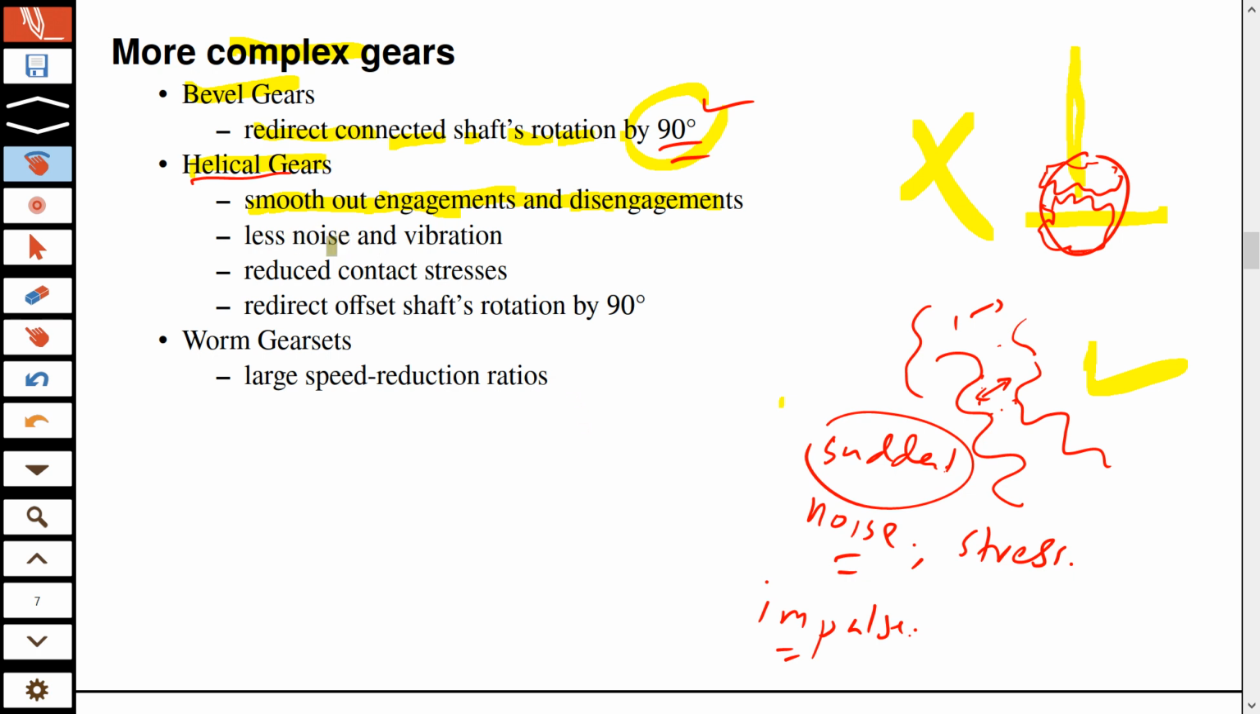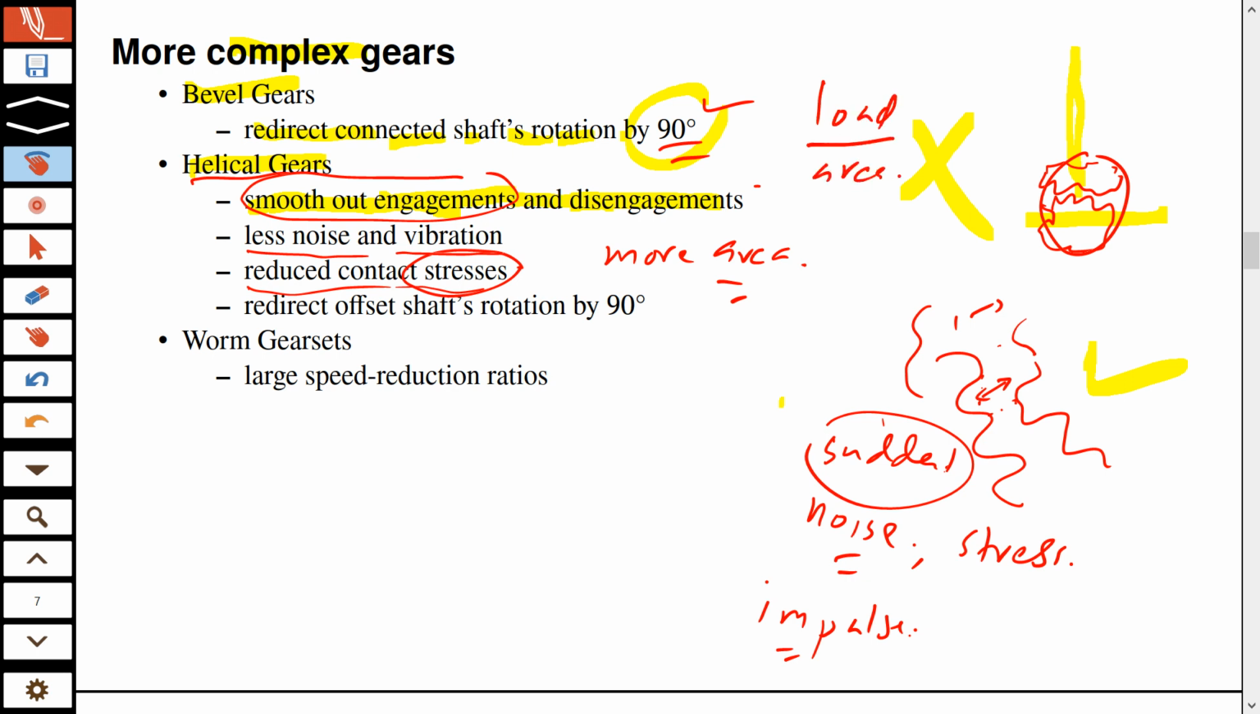So what is important for you is that you should know the purpose is to smooth this out, and as a result you get less noise and less vibration, which are undesirable, and reduced contact stresses. Basically this ensures more area of contact, and when there is more area of contact, the stresses are reduced. Remember, stress is load per unit area. So if you increase the area, the stress will decrease.